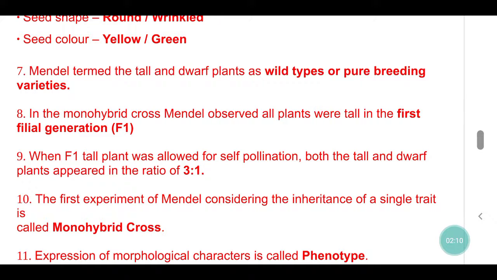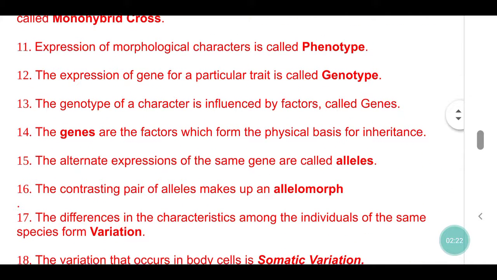The first experiment of Mendel, considering the inheritance of a single trait, is called monohybrid cross. Expression of morphological characters is called phenotype. The expression of gene for a particular trait is called a genotype.